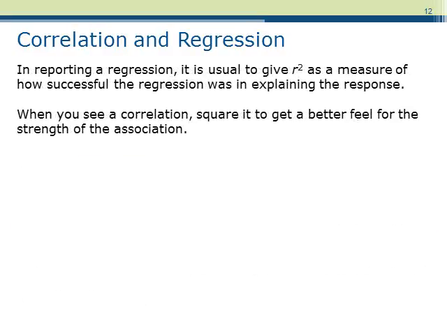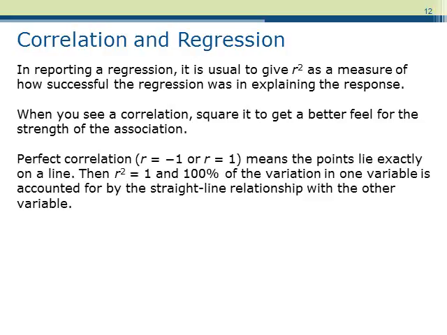In reporting a regression, it is usual to give r squared as a measure of how successful the regression was in explaining the response. When you see a correlation, square it to get a better feel for the strength of the association.